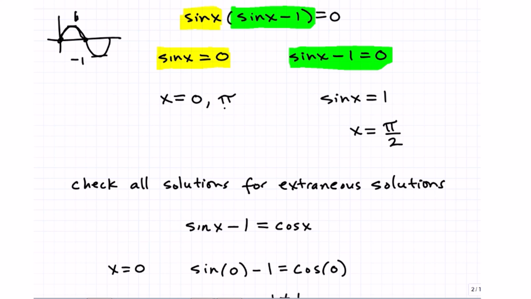Now, what I want to encourage you to do: these are the solutions to this equation in the interval between 0 and 2 pi. x is 0 and x is pi. But I want you to be thinking about the graph. You need to keep the graph of sine and cosine in mind. It's really a useful tool.